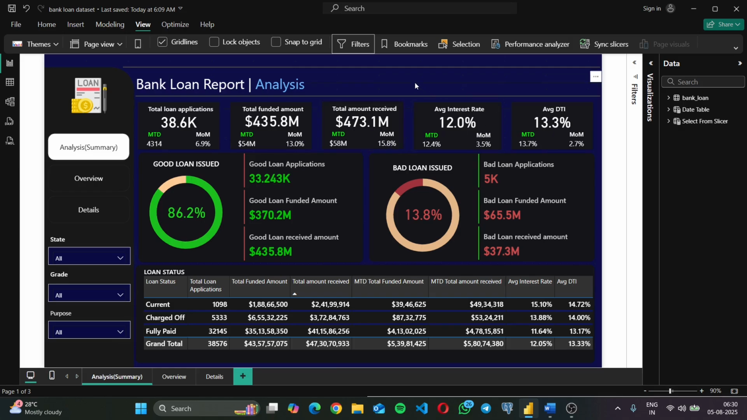Then we have average interest rate, that is the rate that was charged by the bank towards the user for taking the loan. It shows as 12%. Here also I have included month to date and month on month metrics.